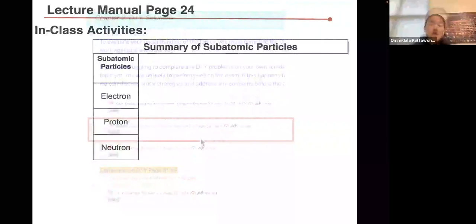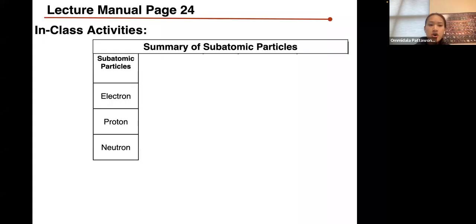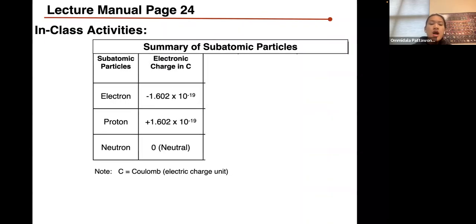According to the current atomic theories, we now know that an atom is composed of electrons, protons, and neutrons. These are what we call subatomic particles. Electron and proton have electrical charge. They are reported in coulombs, which is the electric charge unit. These are the charges of electron and proton, and neutron is neutral, with zero charge.